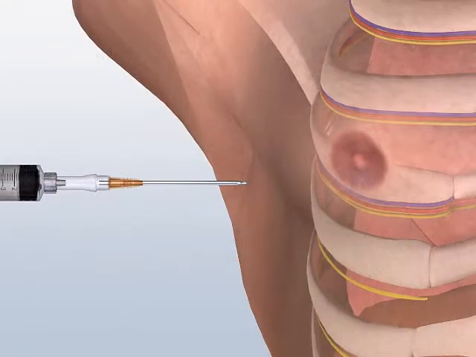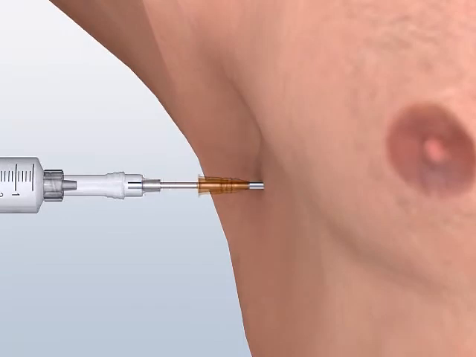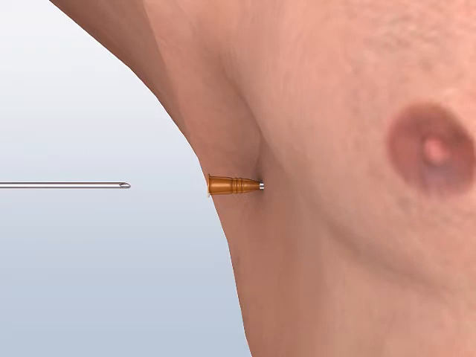Entry into the thoracic cavity will be heralded by aspiration of air if using a syringe, or by a rush of air through the catheter assembly. Stop advancement immediately once air is returned, and then carefully guide the catheter over the needle and into the chest. Remove the needle from the catheter and dispose of it in an appropriate container.